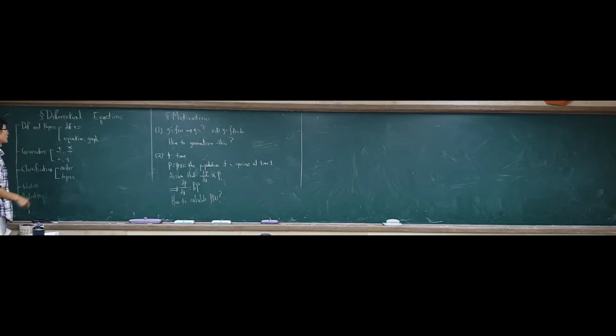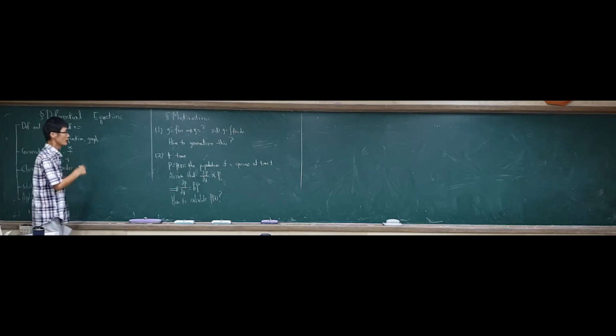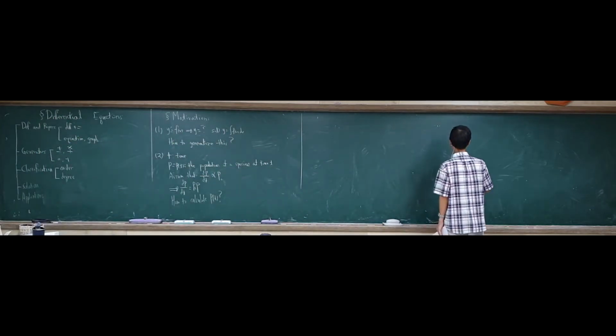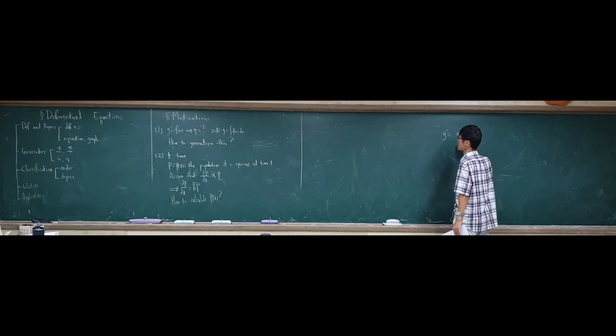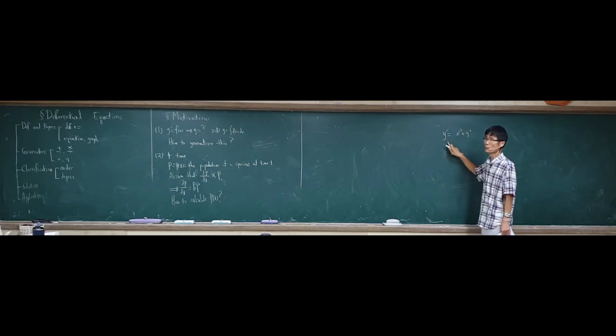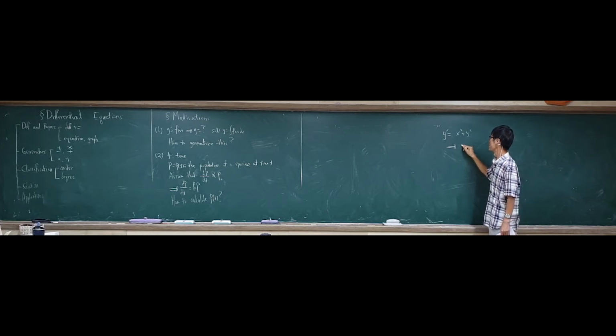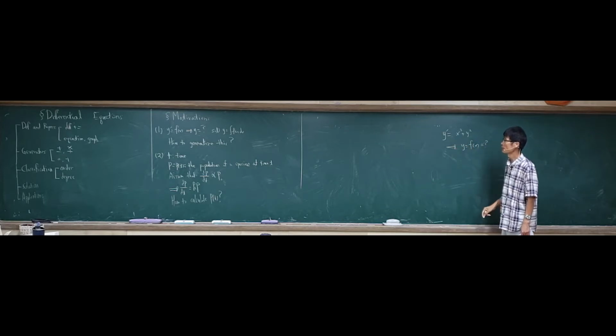And a differential equation can be expressed as an equation, and sometimes, as it is related with a function, we can represent it as a graph. For example, if y prime equals x squared plus y squared, we want to find the function y determined by x. So we want to find y equals x satisfying this condition.